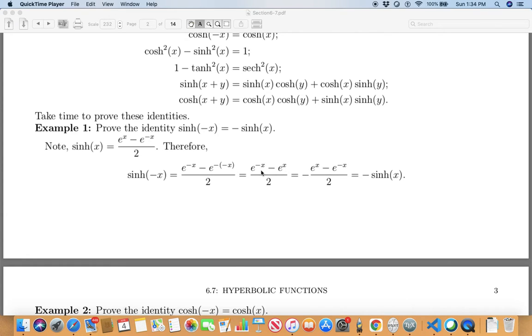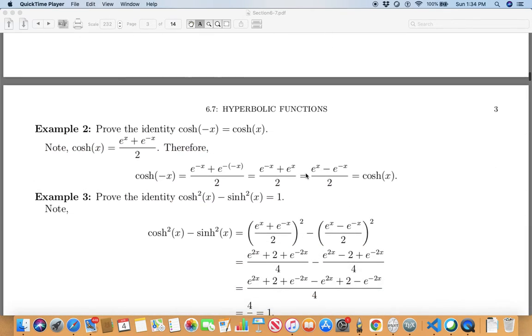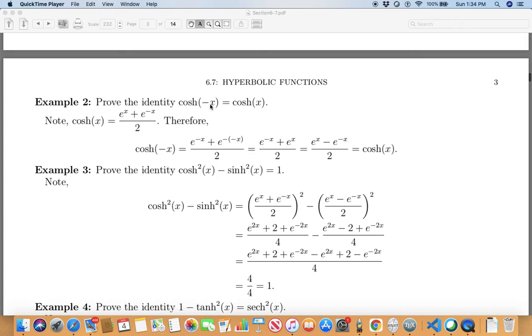When you simplify, notice this one becomes e raised to positive x. So e raised to negative x minus e raised to x. Sine hyperbolic x has e raised to positive x first, so if I need to flip this around, I incorporate a negative outside. And that's how sine hyperbolic of negative x is negative sine hyperbolic of x. Next identity. Cosine hyperbolic of negative x is cosine hyperbolic of x.